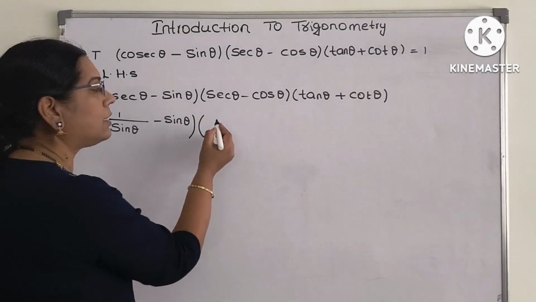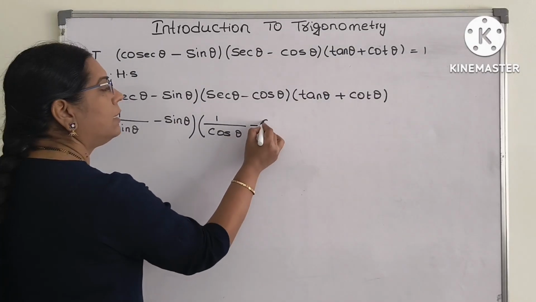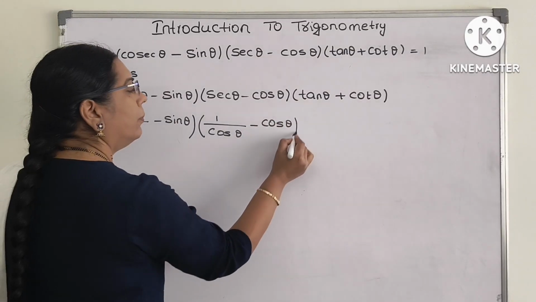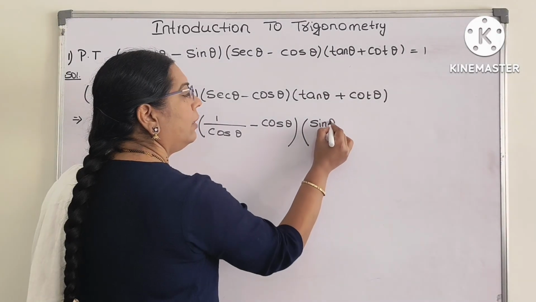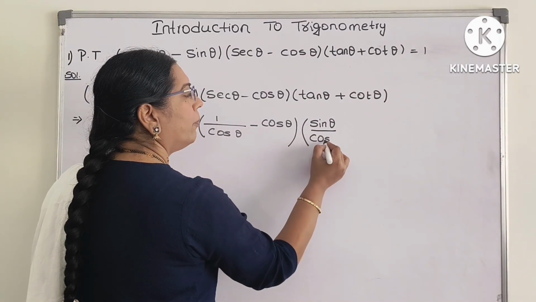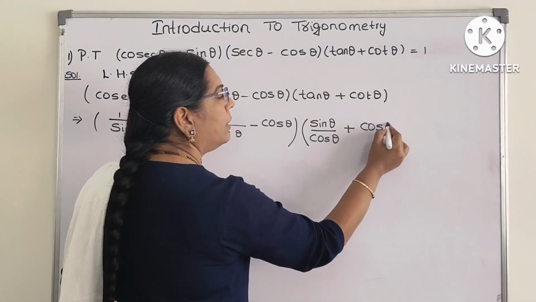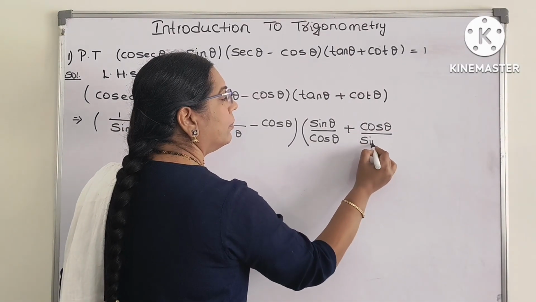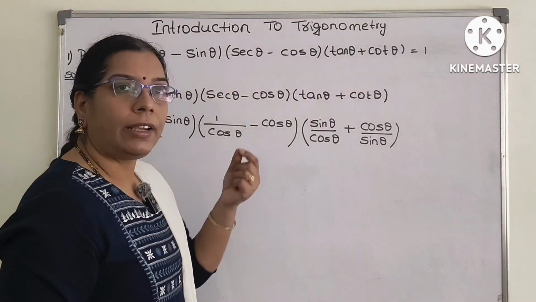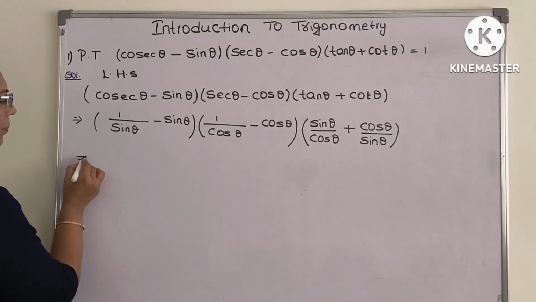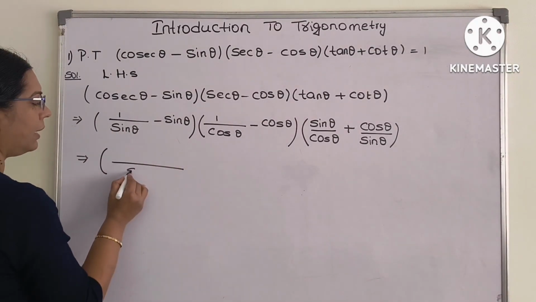Secant is the reciprocal of cos, minus cos theta. Tan theta is sine theta by cos theta. Cot theta is cos theta by sine theta. Then within each factor, take the LCM. The LCM of the first factor will be sine theta.